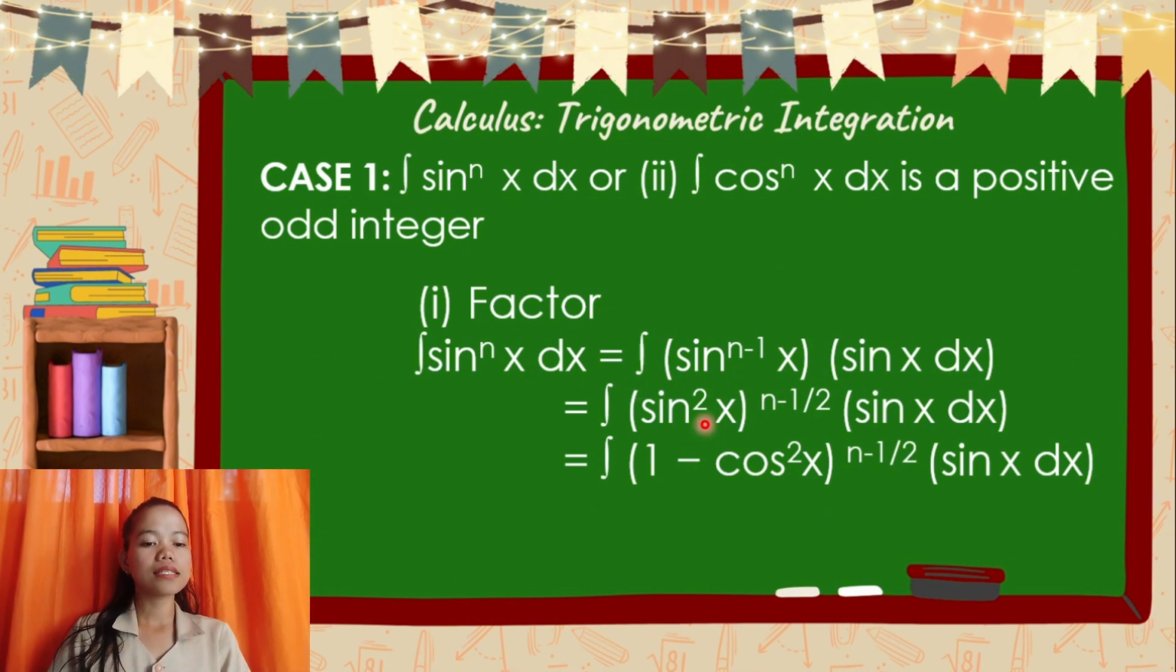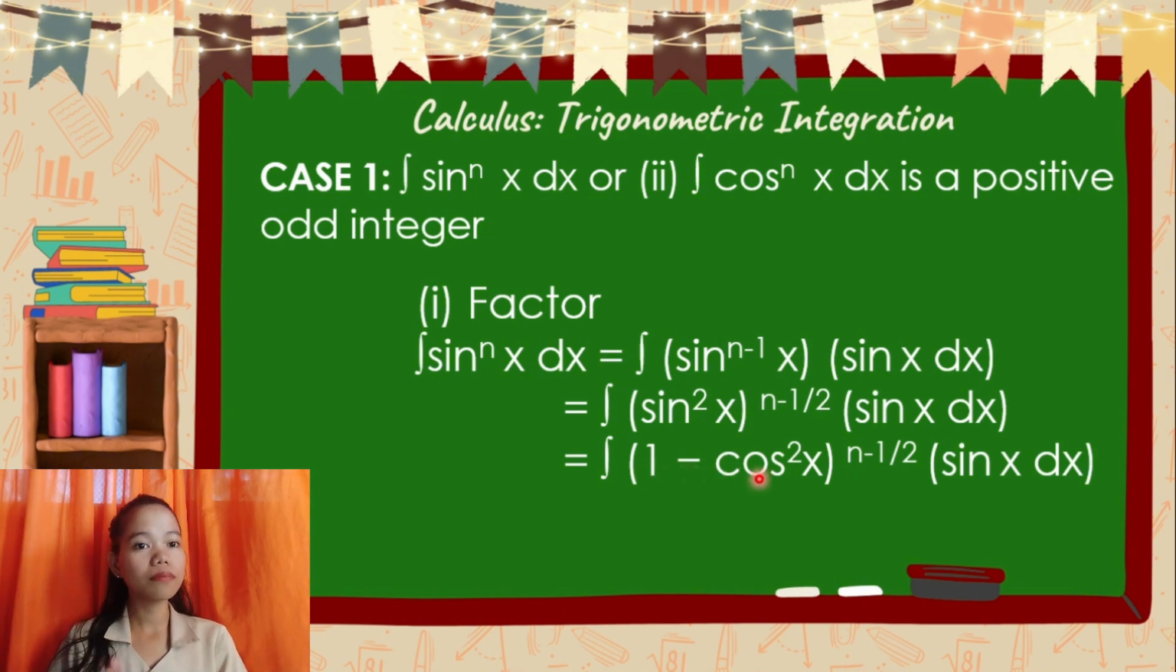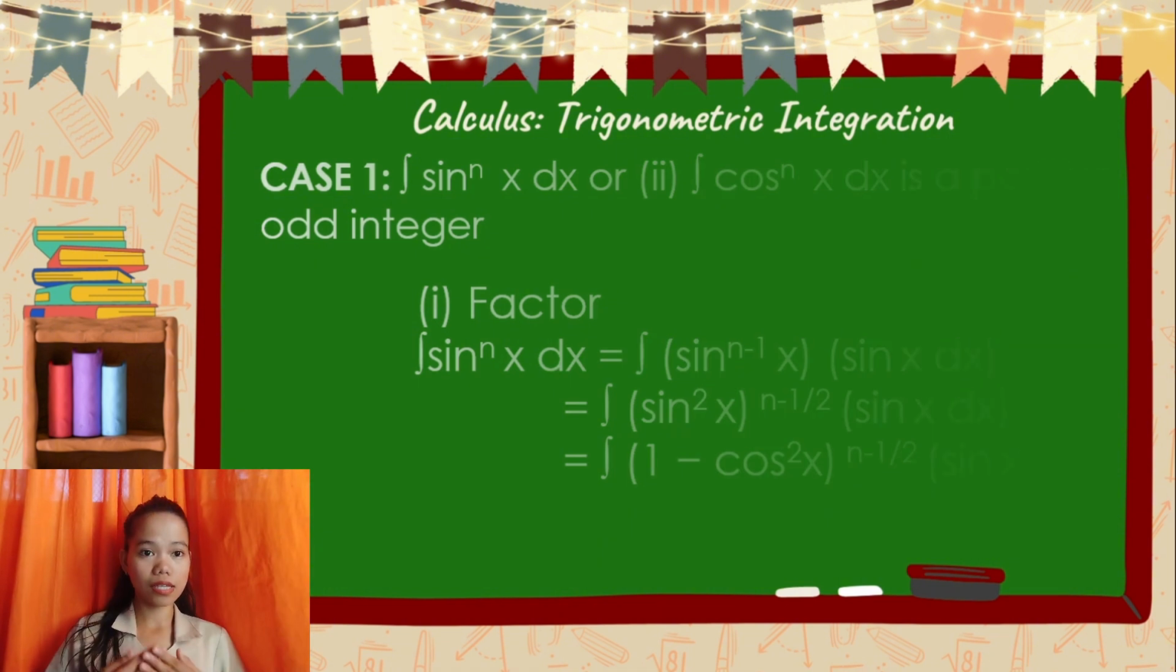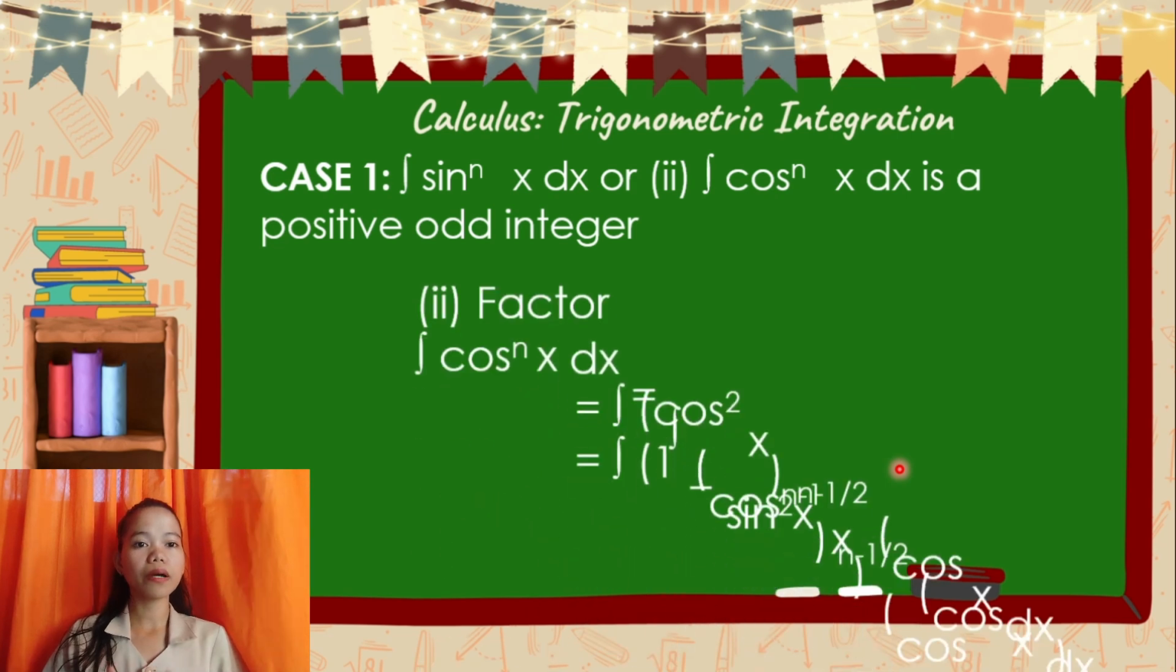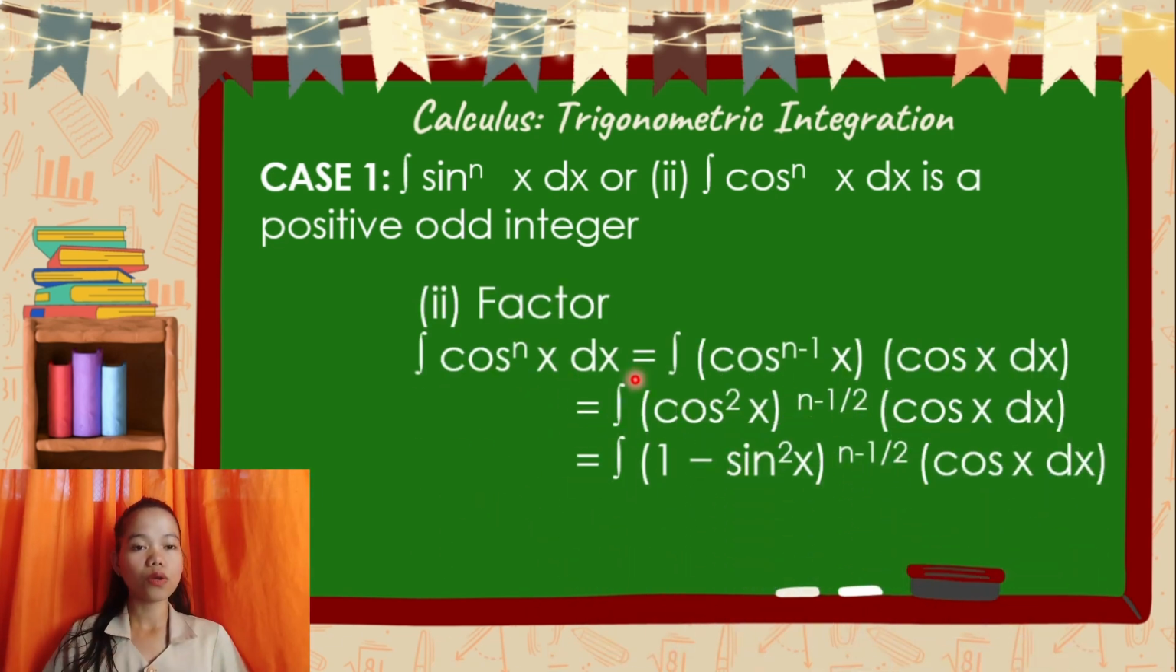After that, since sine squared of x has an identity, which is the Pythagorean identity, sine squared of x equals 1 minus cos squared of x, so we have the quantity 1 minus cos squared of x raised to the power of n minus 1 over 2, multiplied by sine x dx. How about we apply this to cosine raised to the power of n of x dx, where n is a positive odd integer?